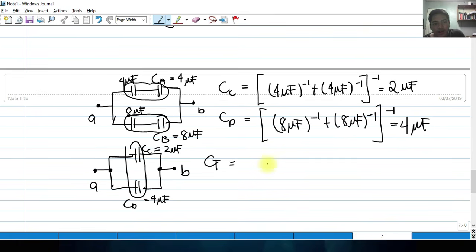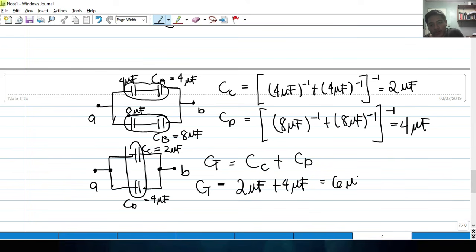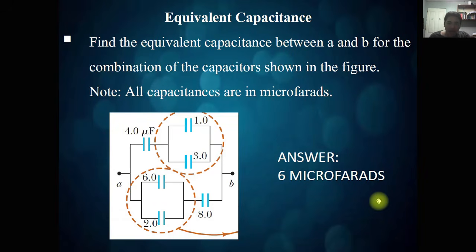So they are connected in parallel, so simply we add their capacitances. C sub T should now be equal to, what is C sub C? 2 micro plus 4 microfarads. That is equivalent to 6 microfarads. And that is our total capacitance.